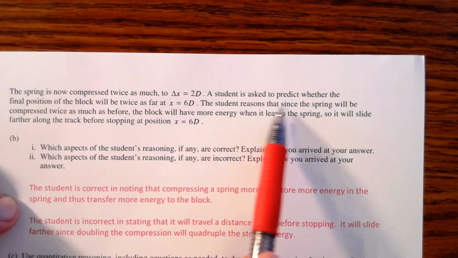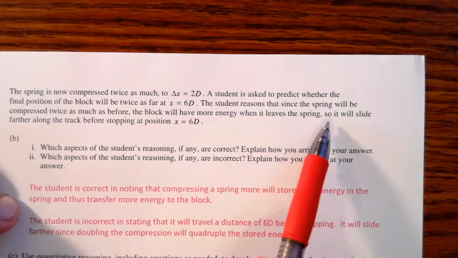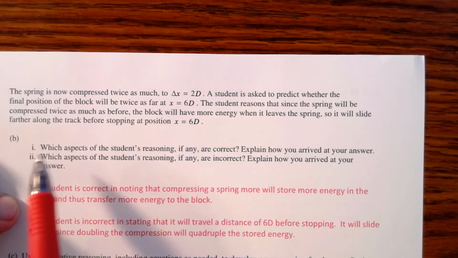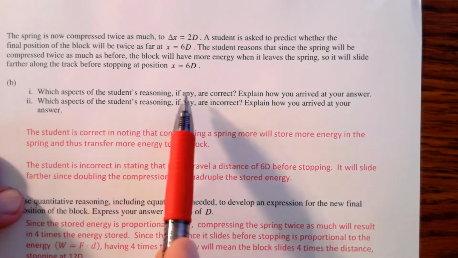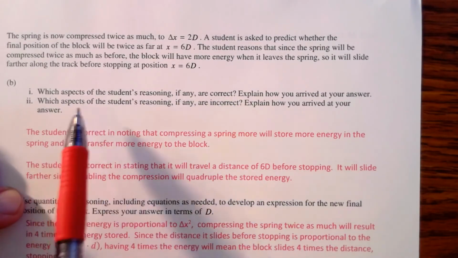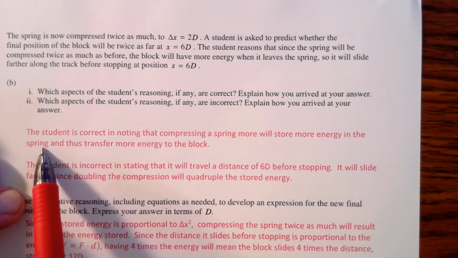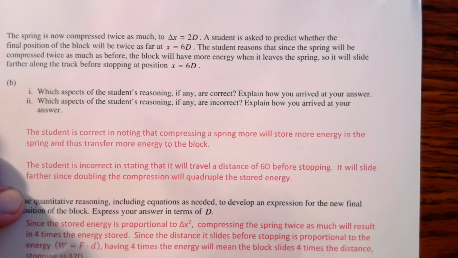The student reasons that since the spring will be compressed twice as much, the block will have more energy when it leaves the spring, so it will slide farther along the track before stopping at 6D. So you are asked which of these aspects are correct and which are not correct. The student is correct in noting that compressing a spring more will store more energy. And if it stores more energy, the block will have more energy. It'll slide farther. So that's correct.